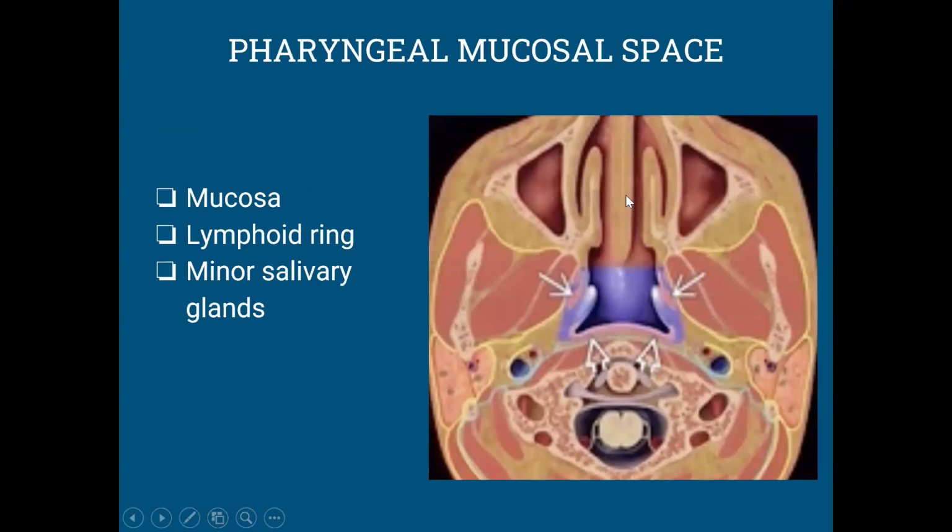Next space in the suprahyoid neck. So we have seen all these three spaces laterally. Now we come medially in the suprahyoid neck, and firstly we come to the pharyngeal mucosal space. You can see this is the pharyngeal mucosal space marked here. It comprises the pharyngeal mucosa proper. We have the lymphoid ring, the Waldeyer's ring, and it also comprises the minor salivary glands. So these are the contents of this pharyngeal mucosal space.